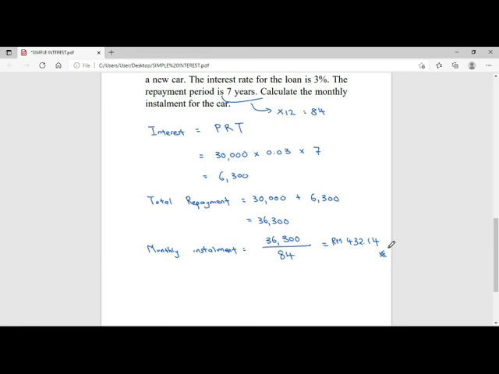charge by the bank, because in this question, we just consider the interest charged by the bank. And this calculation will show you a rough figure on how much you have to pay back to the bank every month if you get a 30,000 loan from the bank with an interest of 3% and a repayment period of 7 years. So hope this video helps you in calculating the monthly installment for your car.